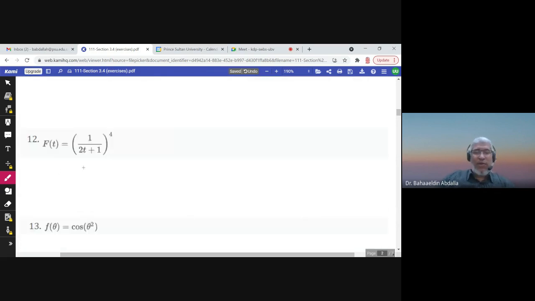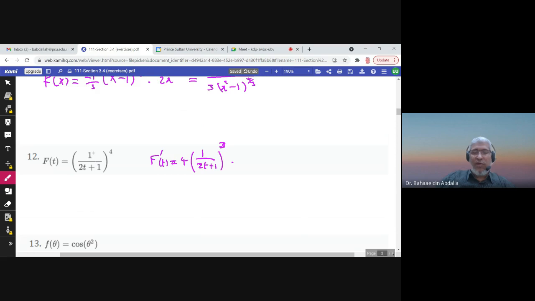Well, here f prime of t would be 4. This is the derivative of the outer function, 1 over 2t plus 1 to the power 3. This is the derivative of the outer function times the derivative of the inner function. Well, the derivative of 1 over x is negative 1 over x squared. So this is the derivative of this outer function again, times the derivative of 2t plus 1, which is 2.